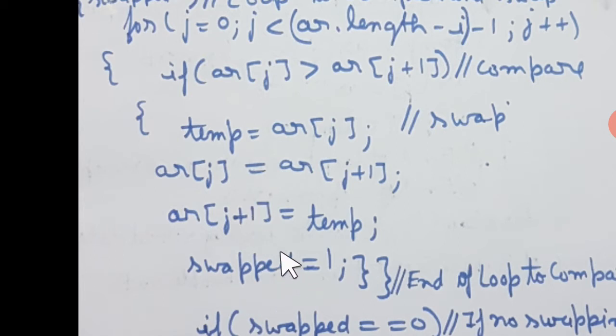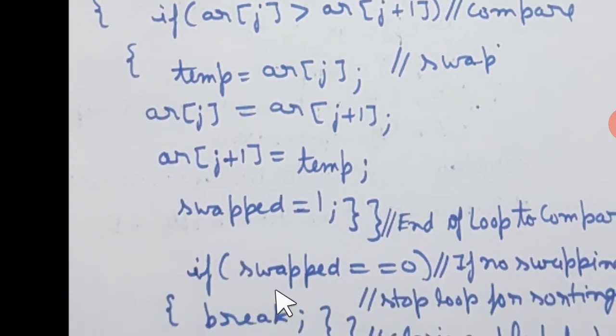After that, if the swapping has been done, the swapped variable is given the value 1. So that way it works, and then finally we close the inner loop or nested loop, that is the loop for compare and swap. Then we come into the outer loop. Students, here we check if swapped is 0, meaning no swapping took place.